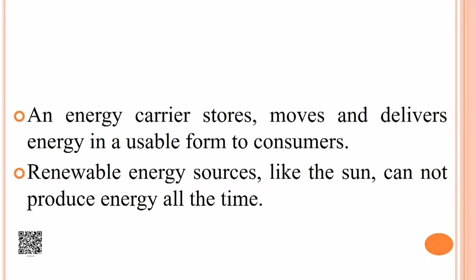An energy carrier stores, moves and delivers energy in a usable form to consumers, and renewable energy sources like the sun cannot produce energy all the time. Sometimes the weather is cloudy, so solar energy cannot be produced. So, as we already said, the sun does not always shine, but hydrogen can store this energy until it is needed and can be transported to wherever it is required. So this is all about different types of renewable energy.